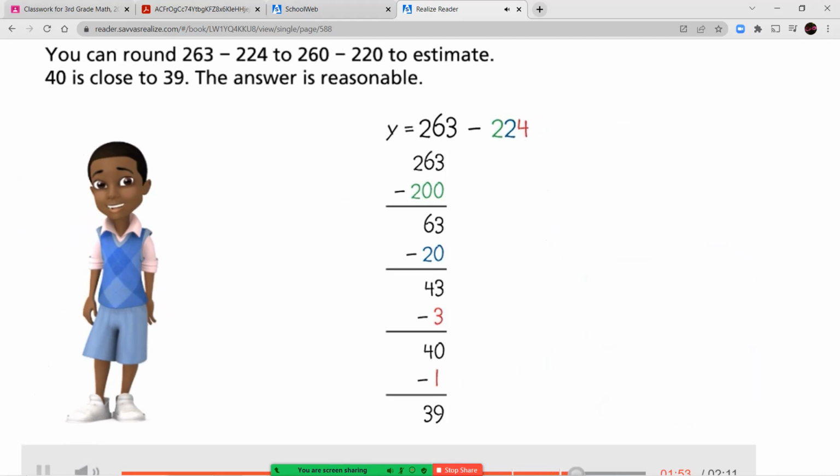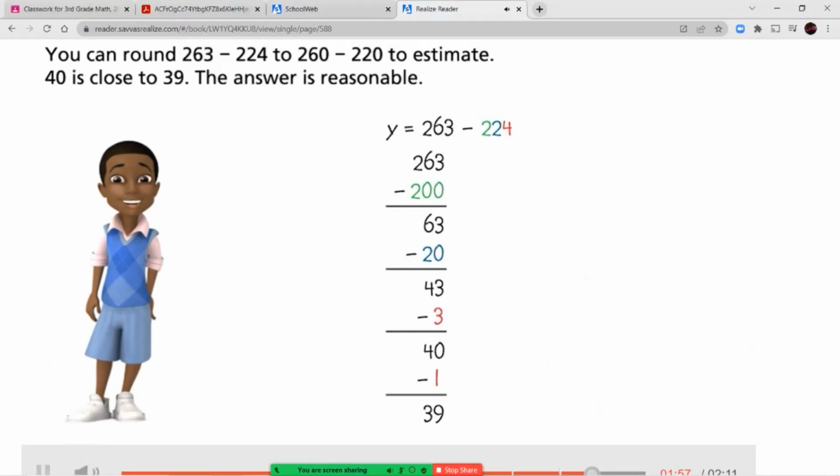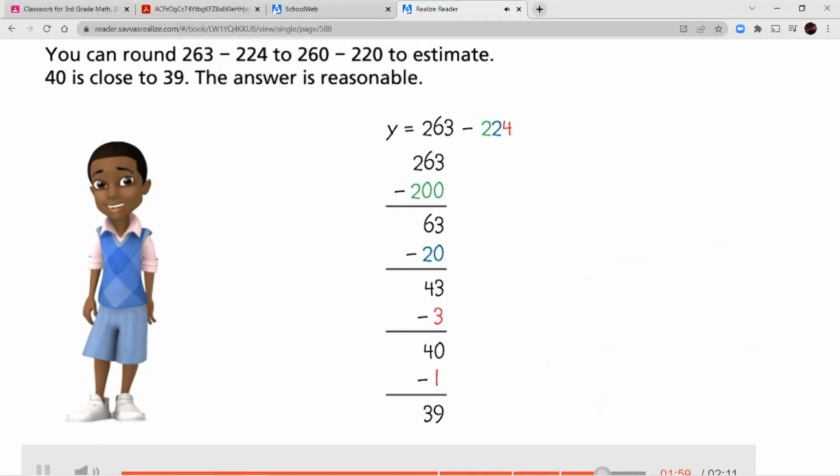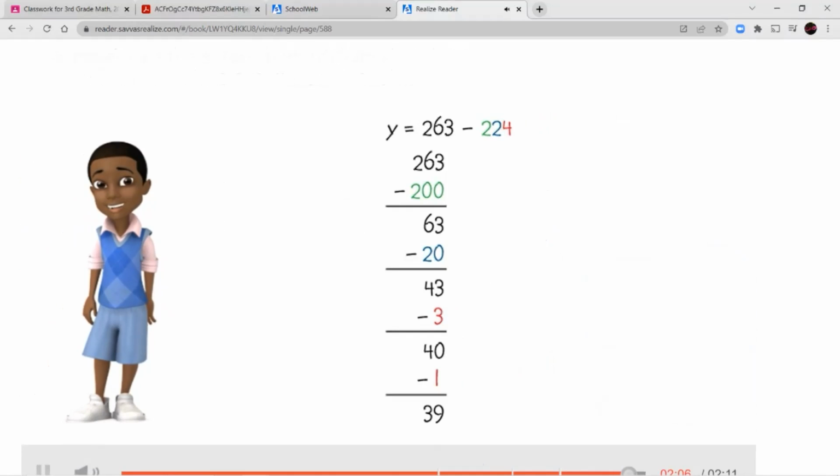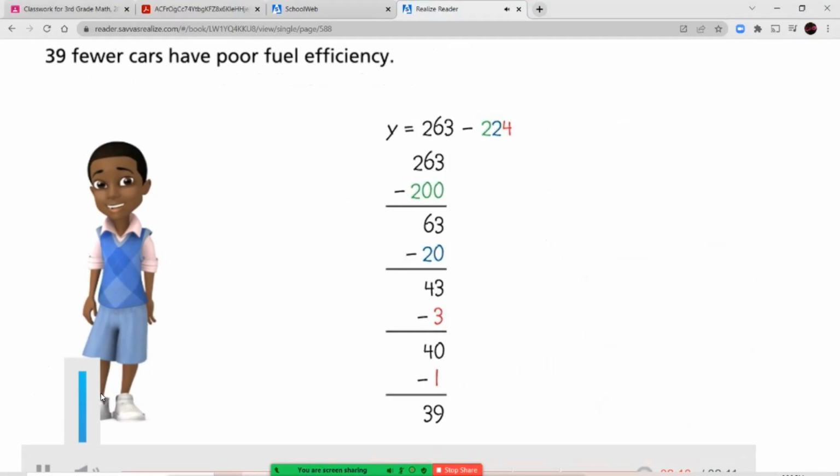You can round 263 minus 224 to 260 minus 220 to estimate. 40 is close to 39. The answer is reasonable. 39 fewer cars have poor fuel efficiency.